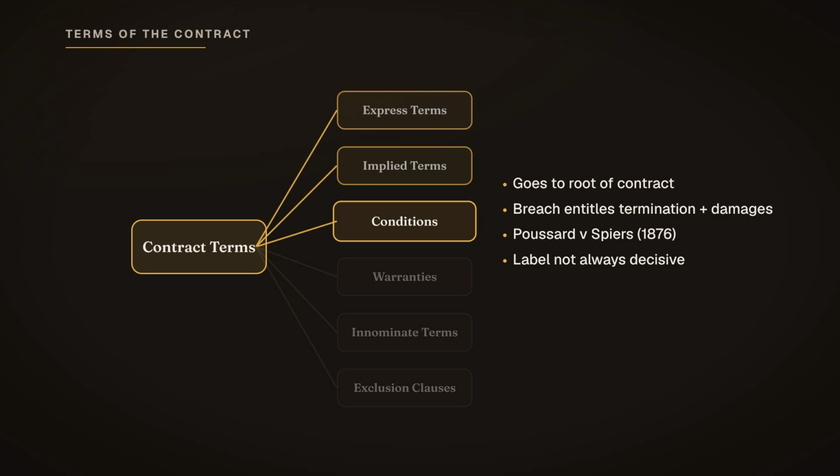Courts look at the substance of the term, not just the label parties apply. Calling something a condition in the contract does not automatically make it one in law, as the court will examine what the parties objectively intended.